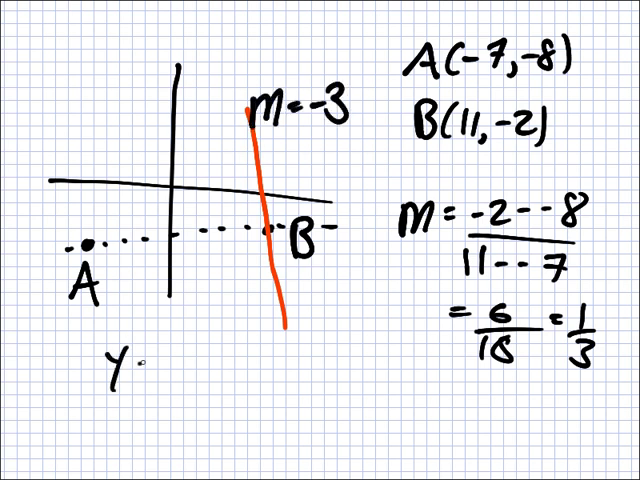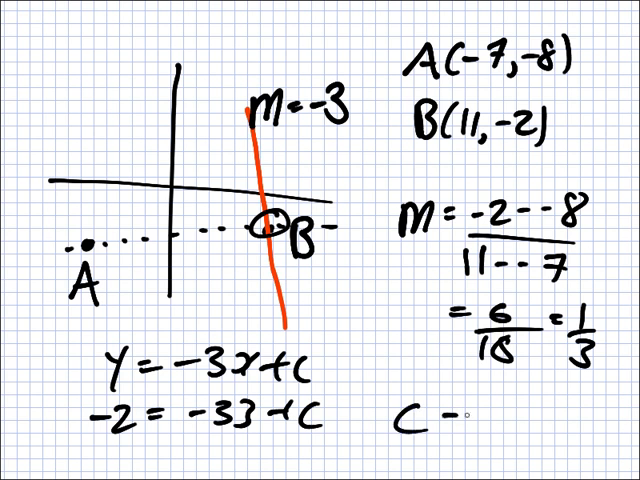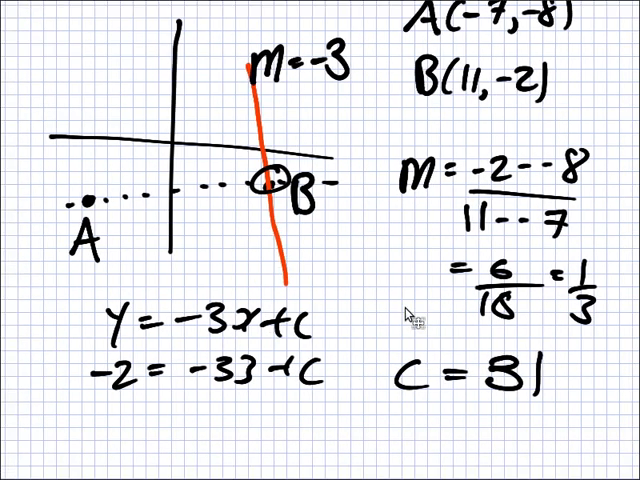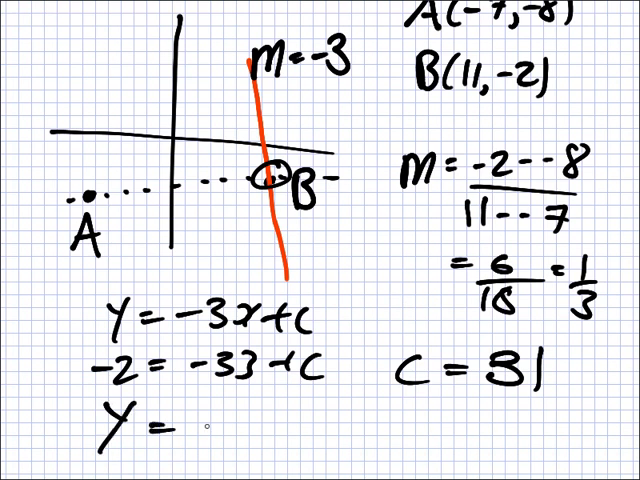-3, yeah. And then we have y equals mx plus c. Now, careful. Sub B. It must be B, right? Because it's on the line. So we have -2 equals -33 plus c. So c is 31. So we're finished. y equals -3x plus 31. Yeah? Okay. Are we okay with that?